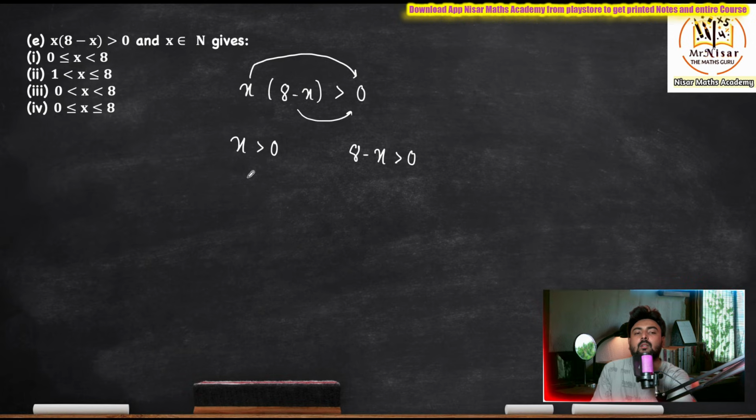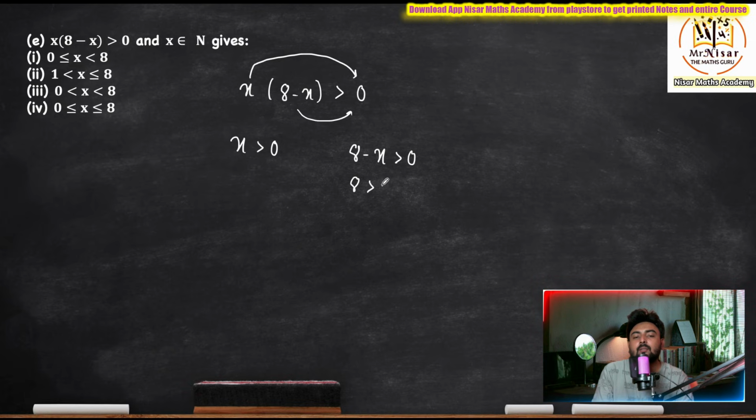Now this minus x, I'll transfer to this side. Minus x will go to this side and become plus x. So 0 plus x will be x only. Here the sign will not change. Just remember, when you are transferring positive to negative and negative to positive, the sign will not change. Only the signs will change when you divide or multiply.